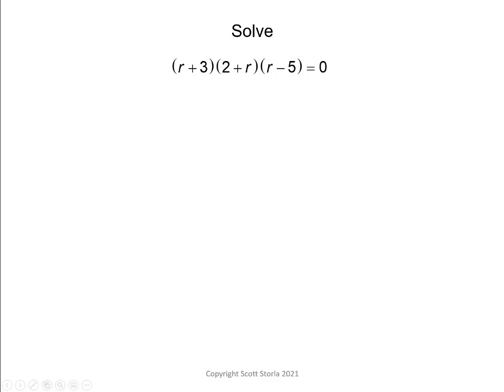Try this one. In this case, r might be a negative 3, or a negative 2, or a positive 5. For each of those values, that individual factor will go to 0. Now the other two won't, but it won't matter because if you multiply two non-zero numbers to 0, you get 0. So here's my three solutions.